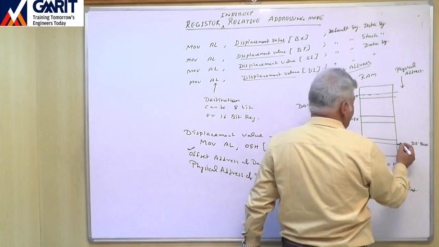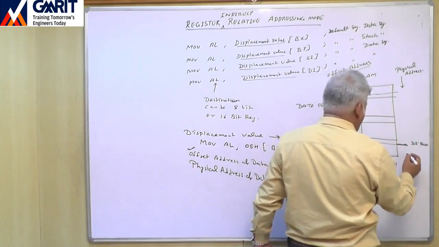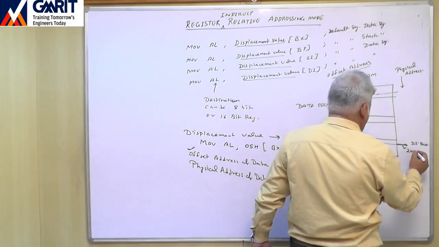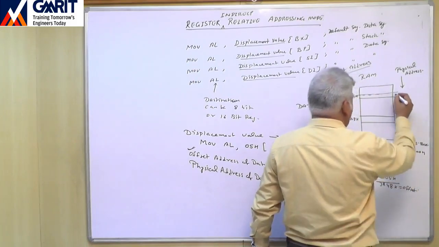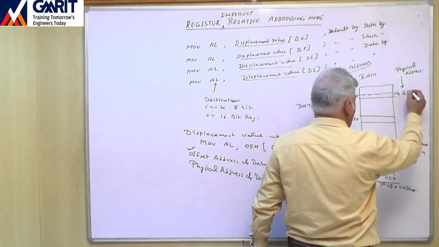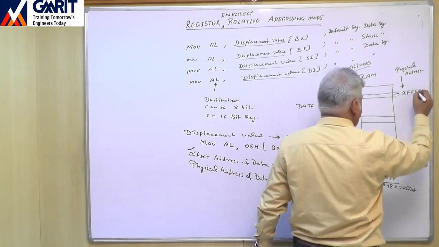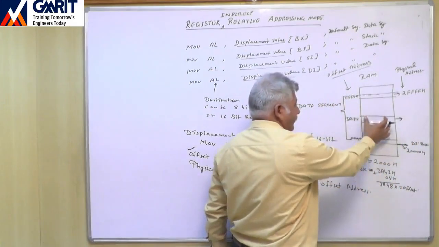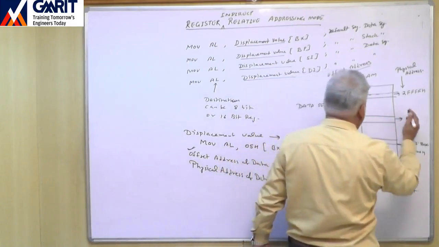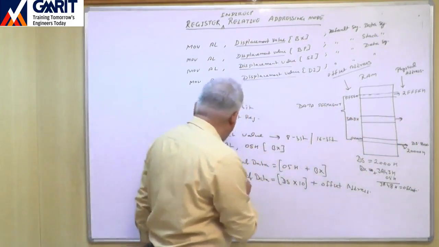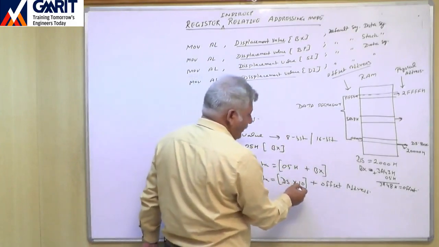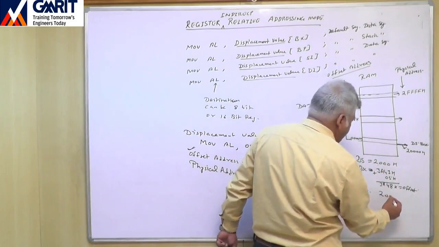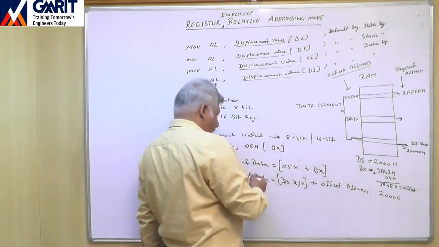So the physical address of the first location will be 20000H, and the offset address of the last location will be 2FFFFH, and somewhere in between we will find this particular offset address. The physical address of this location will be simply from here, data segment into 10. The data segment register is 2000, so 20000 into 10.